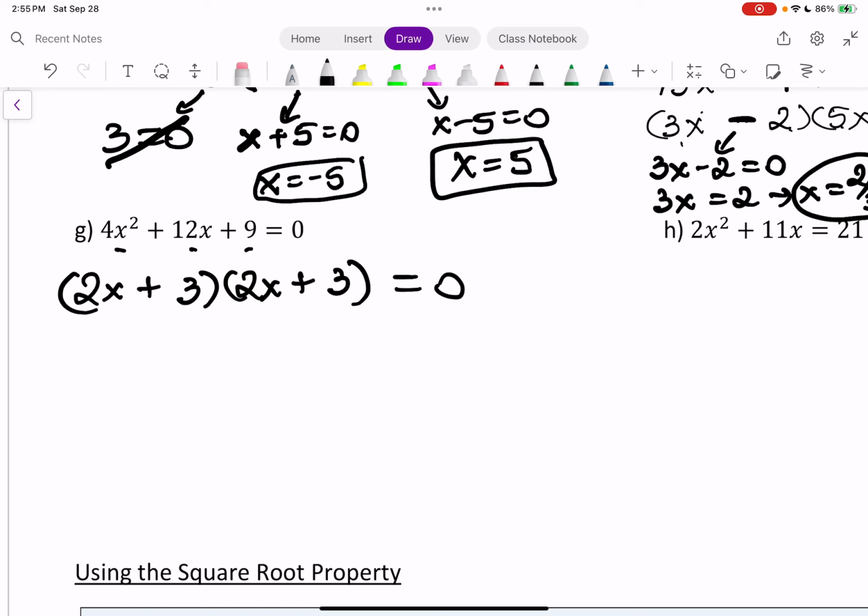These are the most mainstream numbers. If they don't work, then I can go and try 1 and 4 for the 4, or 1 and 9 for the 9. So let's see if the outers and the inners would get us a total of 12 in the middle. And they do, right? 6 plus 6 is 12. So correct, we factored correctly. We will get the 12x term in the middle.